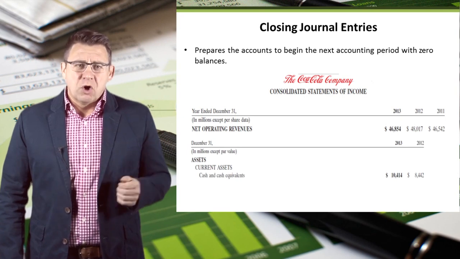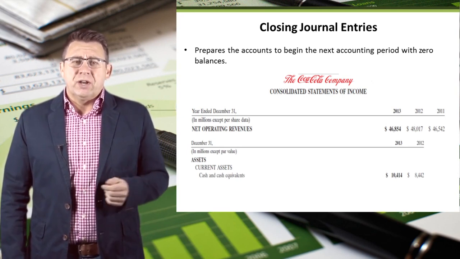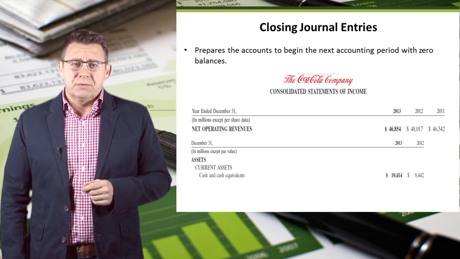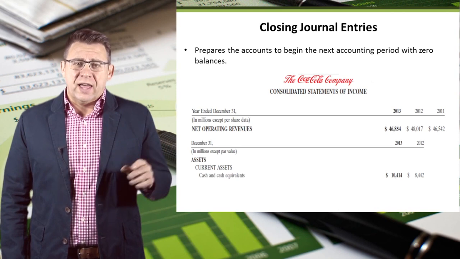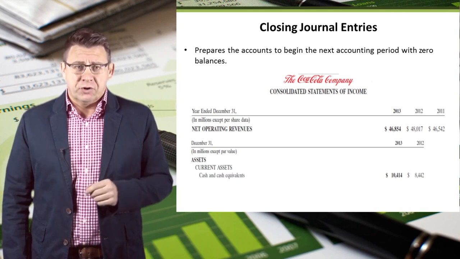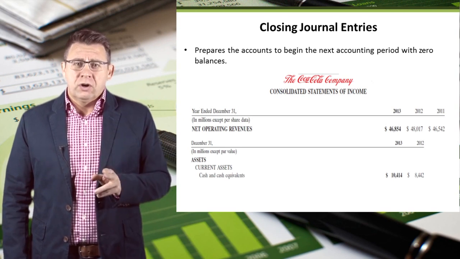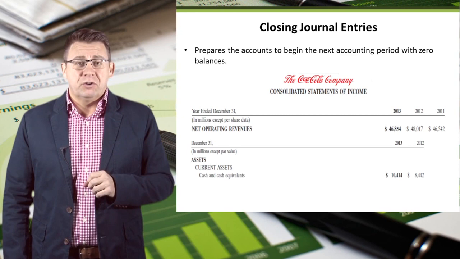Here are some data from Coca-Cola's 2013 financial statements. The operating revenues is a temporary account. The amounts shown are the amounts earned in that year, not the total amount of revenue Coke has ever earned. So each year, revenues are closed so that Coke can begin tracking revenues for the next year.